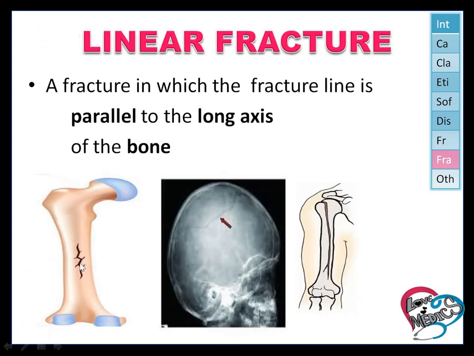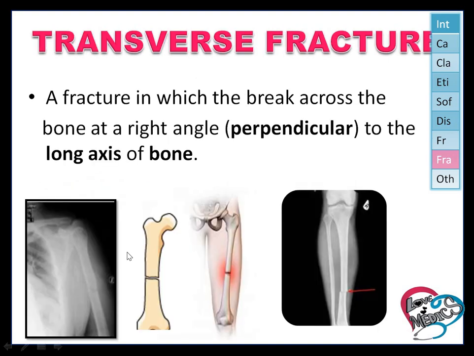Linear fracture: the fracture line is parallel to the long axis of the bone. This is the long axis of the bone. This fracture line is also parallel to the long axis of the bone. So it is called a linear fracture. Transverse fracture: the fracture line is perpendicular to the long axis of the bone. This is the long axis of the bone. This fracture line is perpendicular to the long axis of the bone. So it is a transverse fracture.